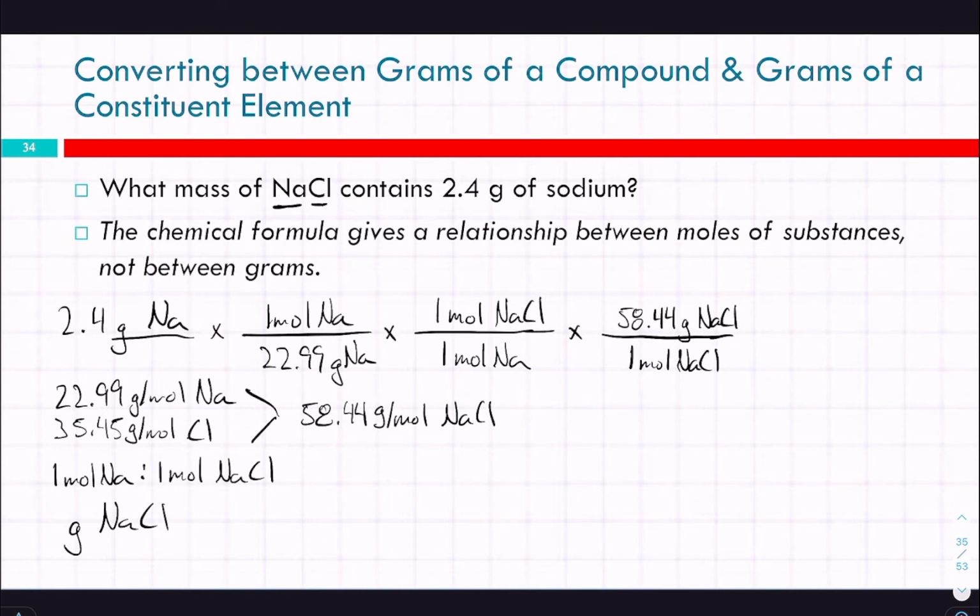Just by following the units and the conversions available, we were able to convert 2.4 grams of sodium into grams of sodium chloride. And this is what the question's asking for: what mass of sodium chloride contains 2.4 grams of sodium? So 2.4 is going to multiply across the top: 2.4 times 58.44 divided by 22.99 will be 6.1 grams of sodium chloride. So you could eat 6.1 grams of table salt and be at the daily recommended limit for sodium.